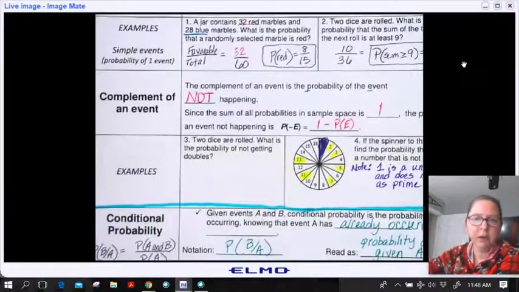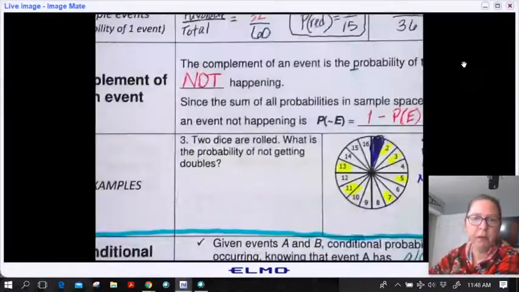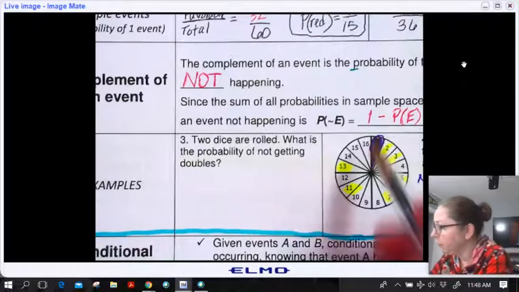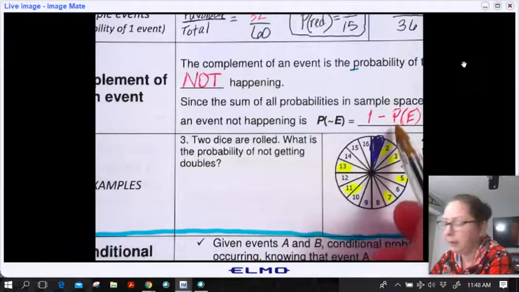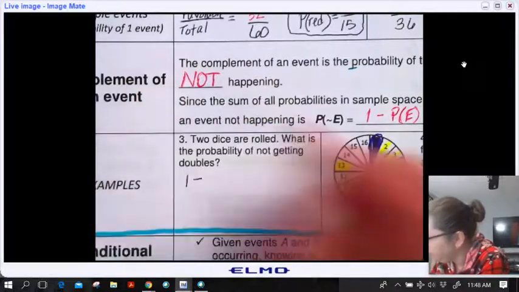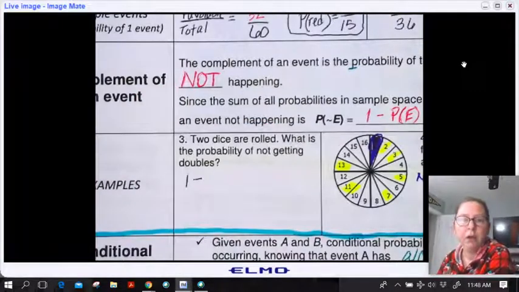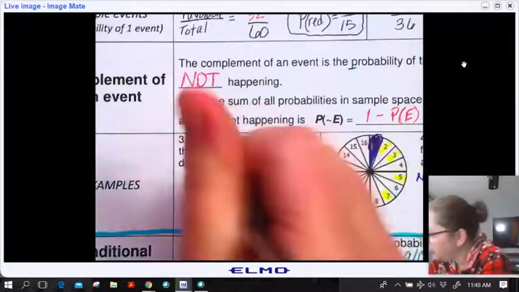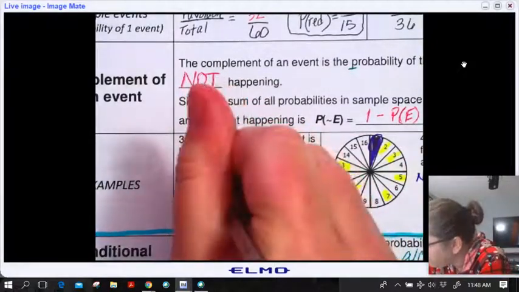So let's take another look at an example with dice. Two dice are rolled. What is the probability of not getting doubles? We know that our formula is 1 minus. Now we know that when we roll 2 dice, the total number of possibilities, again, is 36.